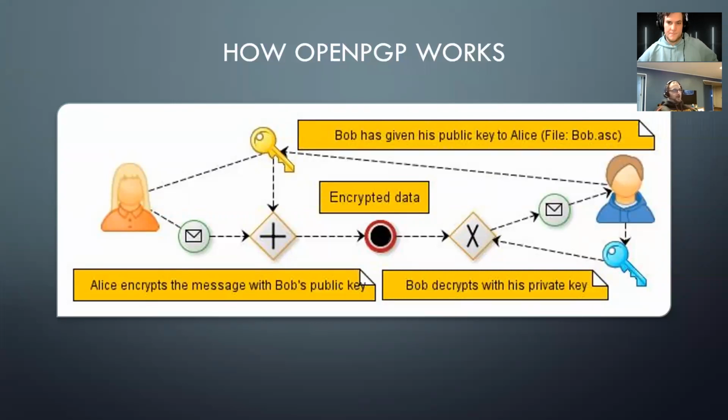A little bit on how OpenPGP works. So let's say Bob gives Alice his public key. Alice then encrypts the message with Bob's public key, and then Bob uses his private key to decrypt the data.